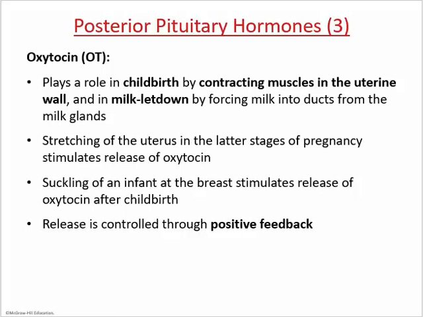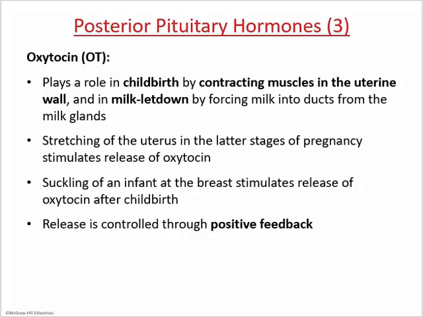Oxytocin is really the happy hormone. It plays a role in childbirth, contracts the uterus. It's about milk and lactation, but it also causes bonding and feelings of affection.